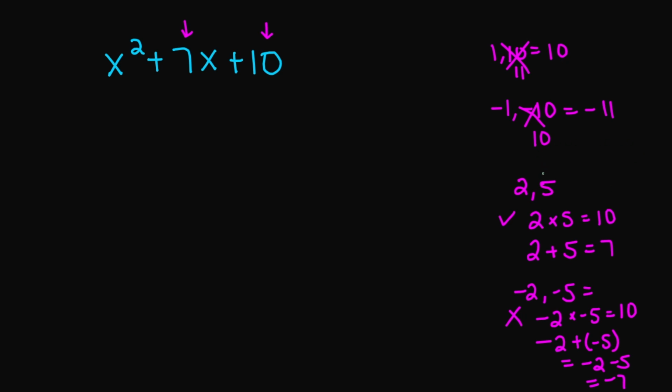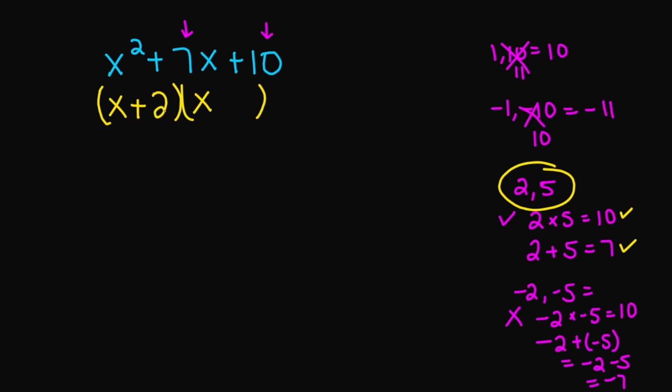So the numbers that we can use to factor are 2 and 5, because remember, when I multiply 2 times 5, I get 10. And those same two numbers, when you add or subtract, need to give you 7, which is what we have here. So now I'm going to factor. We know 2 and 5 are going to be my numbers. So I have an x here, and then I'm going to have my +2 here, and then my +5 here.